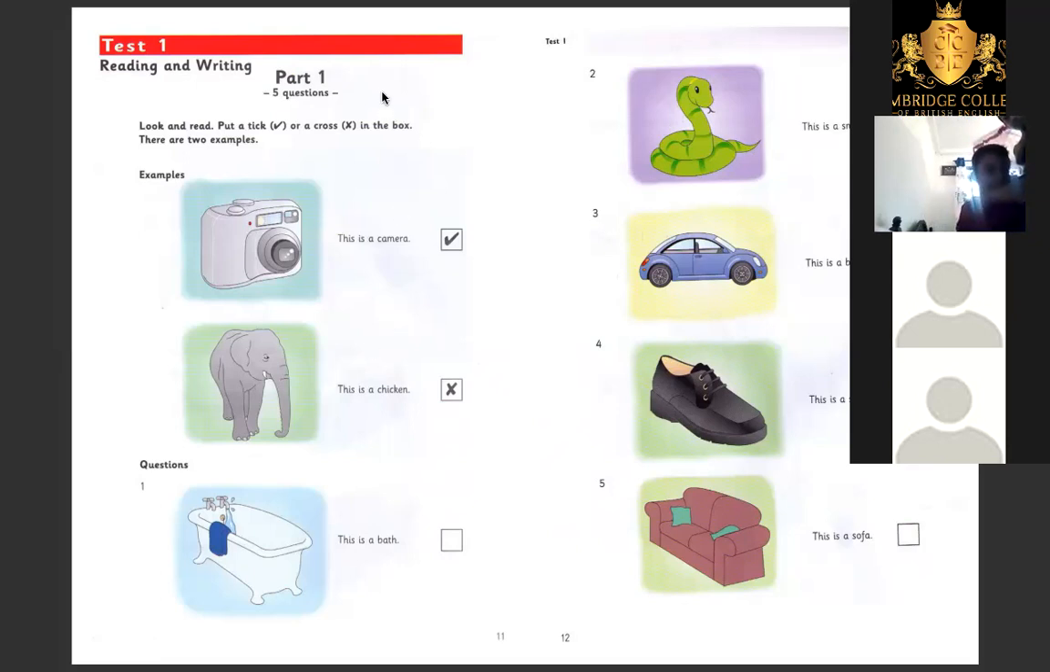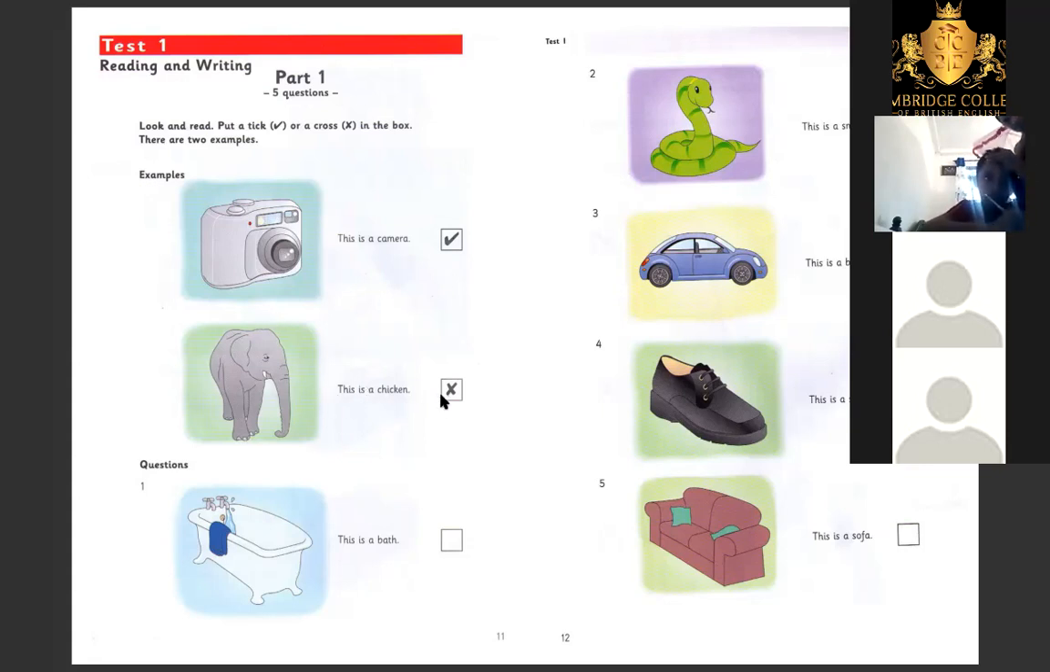Okay, have you all finished? First, we'll go through the two examples. This is a camera. Yes, it's a camera, so you want to put a tick here. Since it is a camera, we need to put a tick.